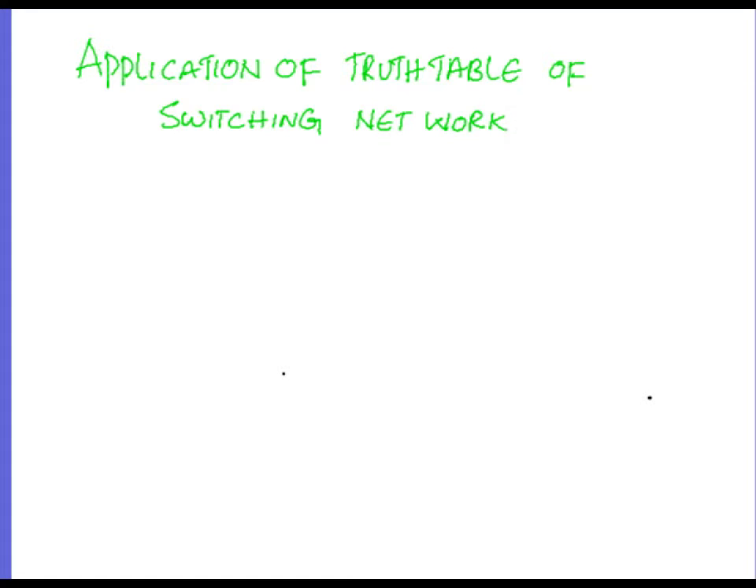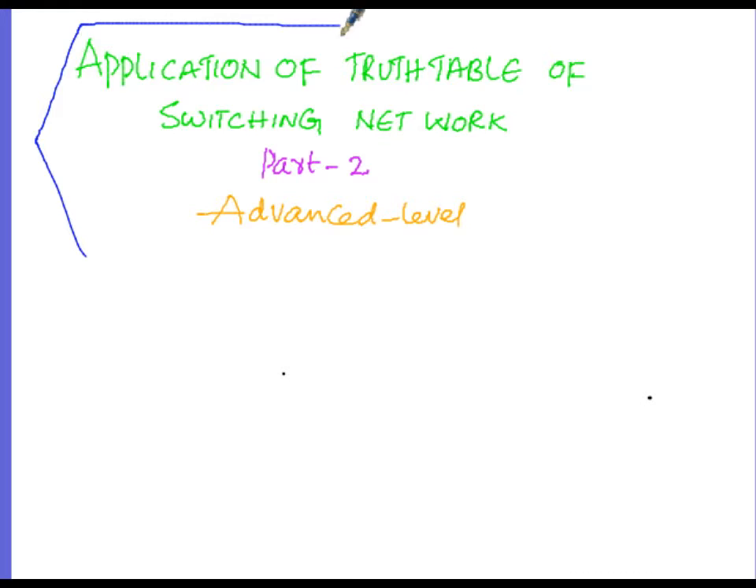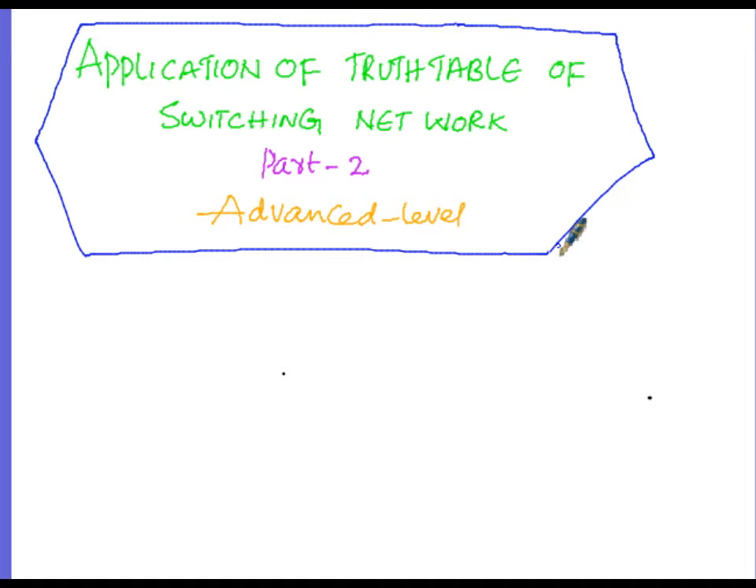under part number 2 in an advanced level. So here in this regard a circuit will be given, that is the circuit network will be given, then based upon the truth values of the circuit network, we have to determine whether the current flows from the terminal A to the terminal B or not. So here let us illustrate this application of the truth table by means of the switching network by means of one illustration, that is an example.